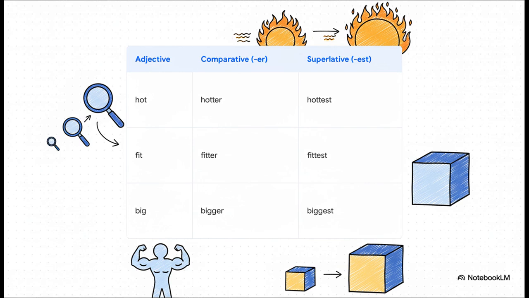You can see it in action right here. Hot becomes hotter, not hoter. Big becomes bigger. That extra G is doing a really important job. It keeps that I sound short and sharp. So it's a spelling rule that's actually all about sound.